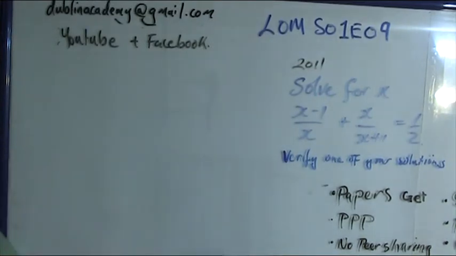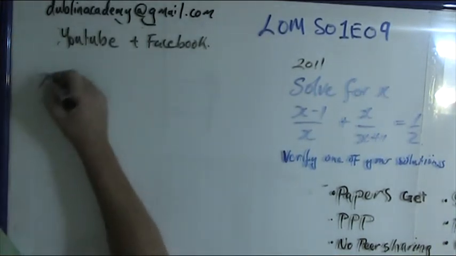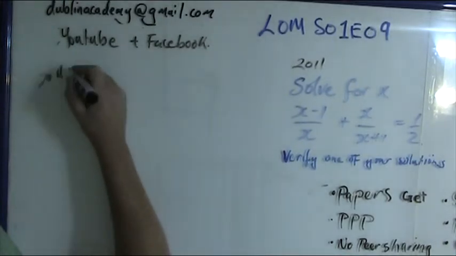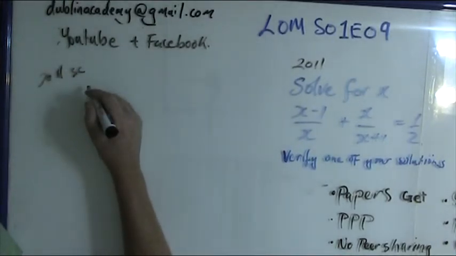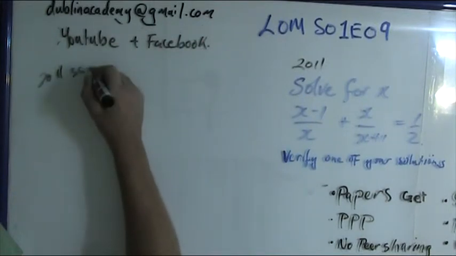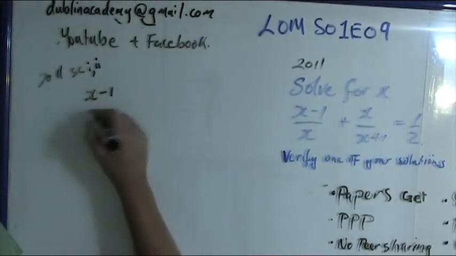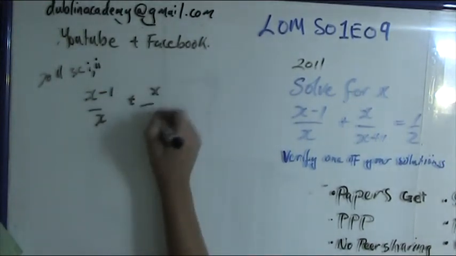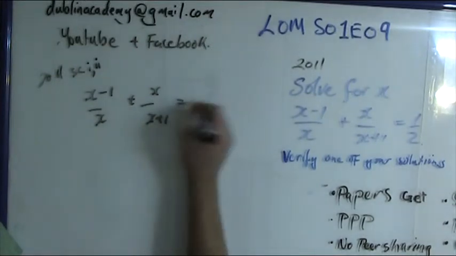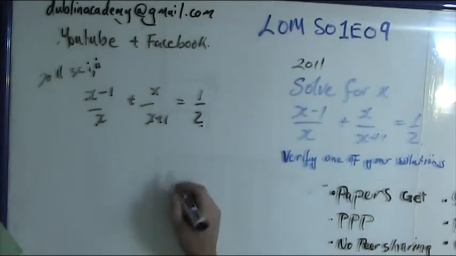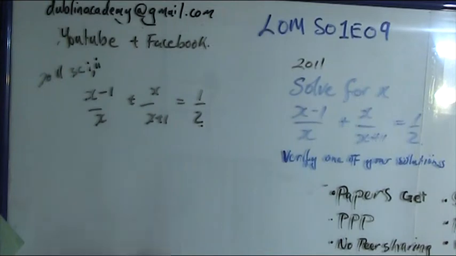The last question I want to do for you in this series is this one from 2011, question 3C, I think. It's actually 3C1 and 2. Solve for x. So I've got x minus 1 over x plus 1 is equal to a half. Solve for x. What do I do here? I multiply across by the LCM. And what is the LCM?